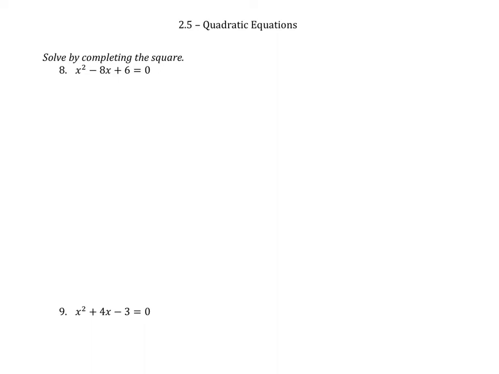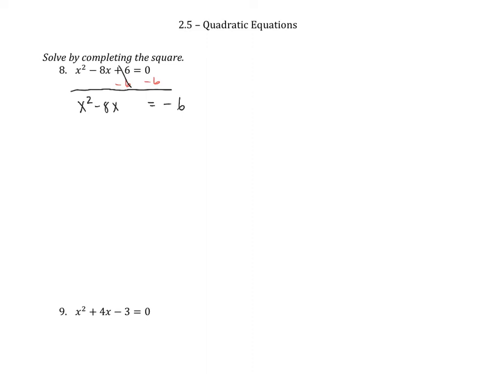Okay, number 8. We're going to solve this one by completing the square. So in this one, what you want to do is get everything with an x on the left-hand side and anything without an x, so the constant in this case, to the right. So to do that, the first thing I want to do is subtract 6 from both sides. So that will leave me x squared minus 8x on the left side, and we'll have -6 on the right-hand side.